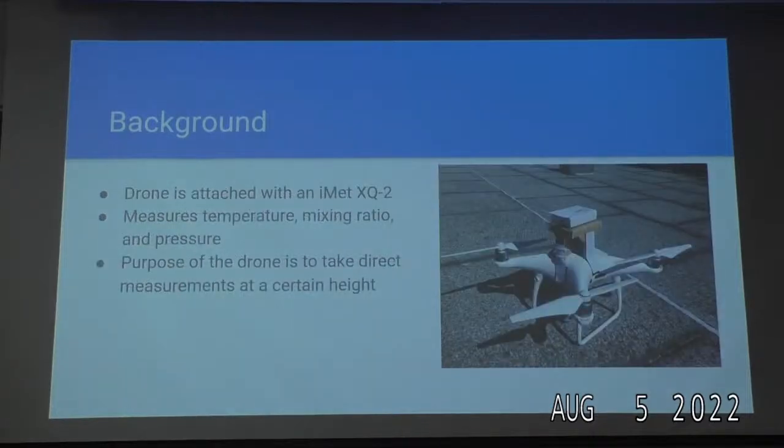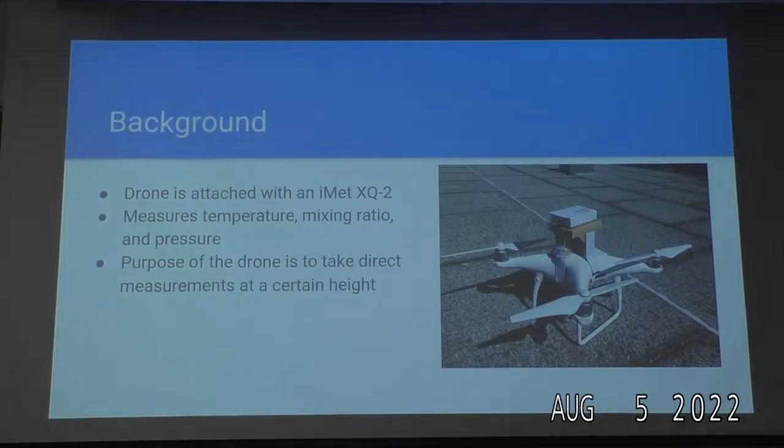And then in order to validate whether the AERI is seeing correct observations, we used a drone with an iMet XQ2 attached. The iMet XQ2 is able to provide direct measurements of temperature and mixing ratio, as well as pressure. The purpose of the drone was to take measurements at a certain height. As I mentioned earlier, the radiosonde flies away because of the wind, and so it will drift, and it won't take measurements at a certain height.